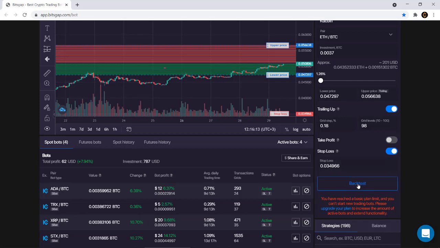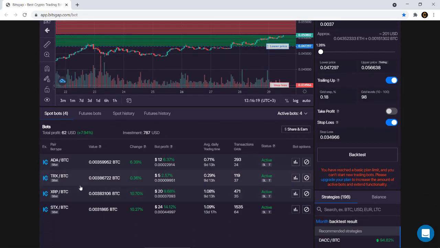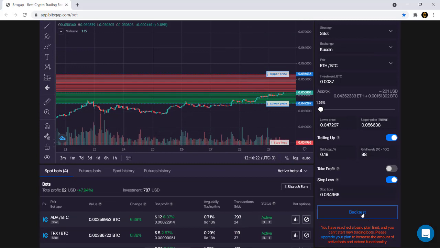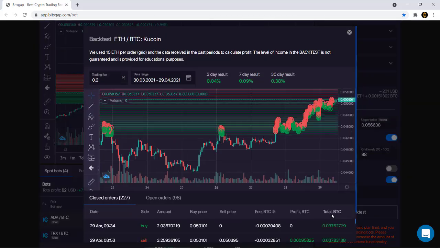Now let's just do a back test. With the back test, I can see what would have been my results with these settings over the last month. There were many times that I wouldn't have made any trades because the value of Ethereum was lower. But I can ignore that because the value of Ethereum is already higher, and I'm expecting it to go even higher. Results of 3 days, 0.04%. It's not very much, but I would actually expect it to be more than that.